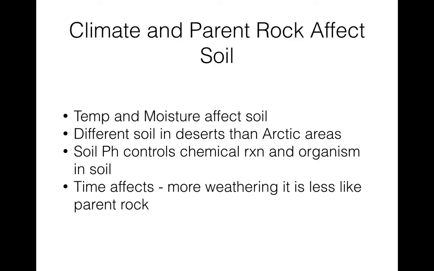Climate and parent rock affect soil. Again, the climate can affect the type of soil because temperature and moisture can affect that soil. You can have different soil in deserts than you do in Arctic areas, and we'll talk about that in a minute. The soil pH helps control the chemical reactions and the organisms that can live in that soil. Also, time will affect the soil. The more weathering that occurs and the longer it takes, the less those sediments are like its parent rock.